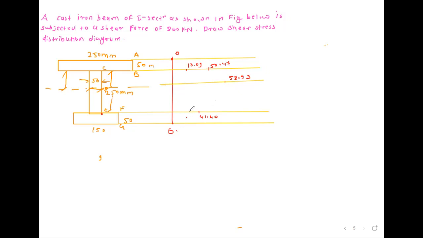So suppose here 13.18. So here the connection is parabolic, here a straight line, here parabolic up to this point. After that, this is a straight line and this is parabolic. So this is the stress distribution diagram.